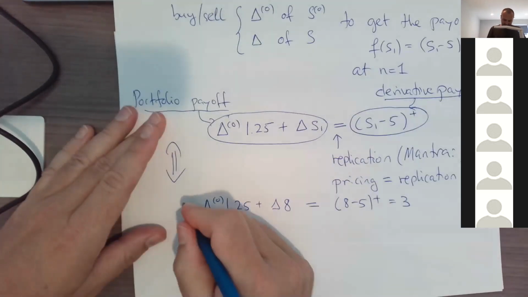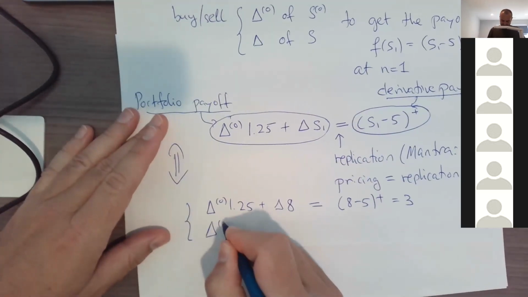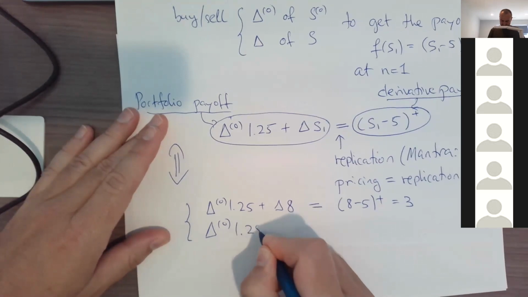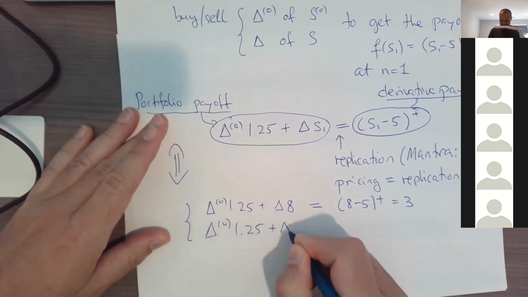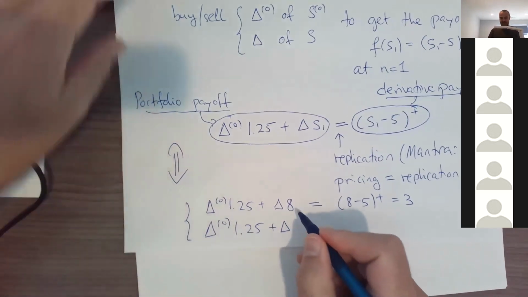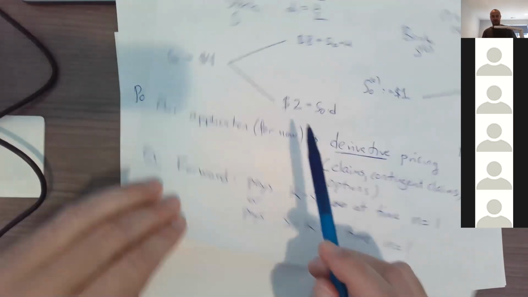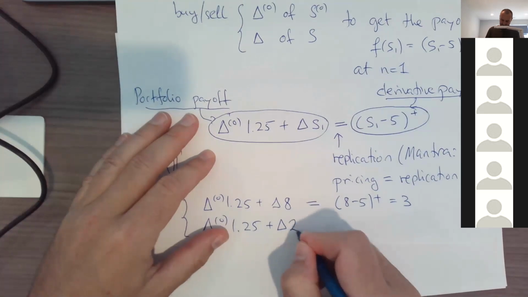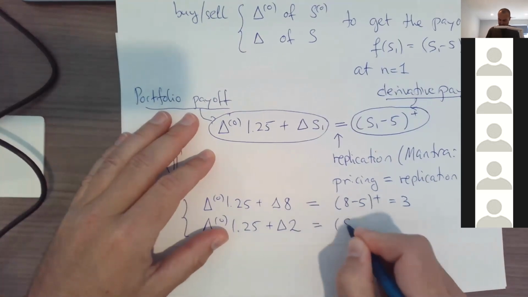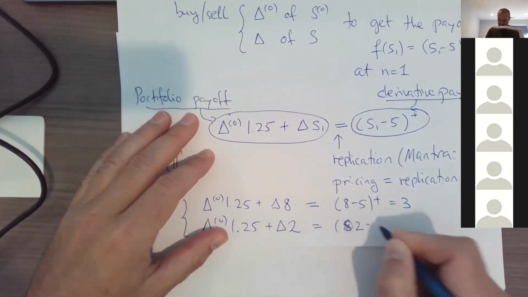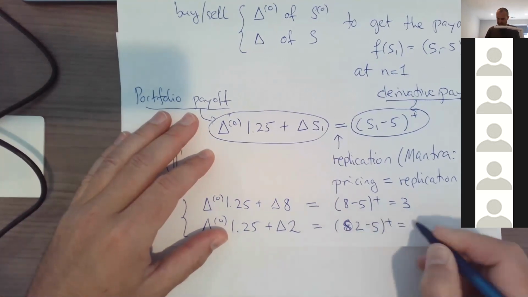And this is the same, and then in the downstate, I'll have 1.25 plus delta, but instead of 8 in the downstate, I'll get 2. So it's delta times 2 is equal to 8, it's equal to 2 minus 5 plus the part, and this is 0.